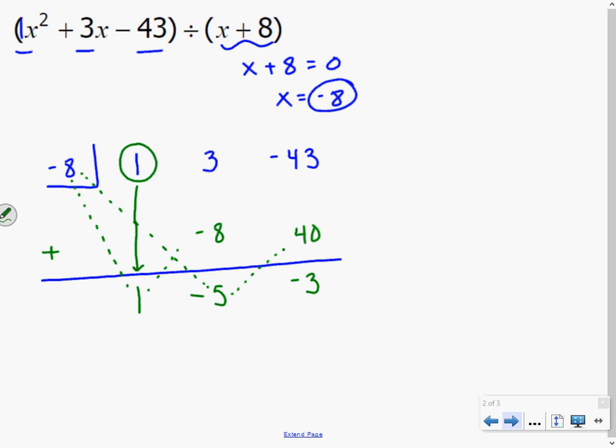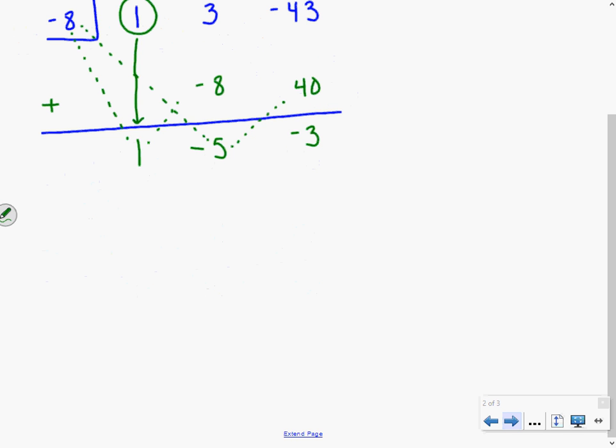So now we need to interpret our result. Our answer is really what's underneath the blue bar. That represents our quotient. But here's how you interpret it with synthetic division. The last number here is always going to be part of your remainder.